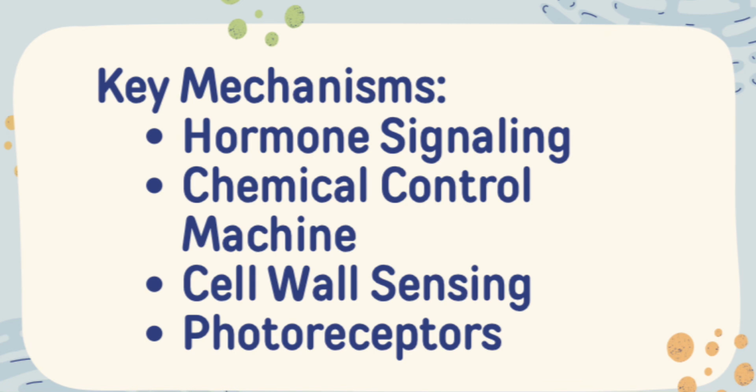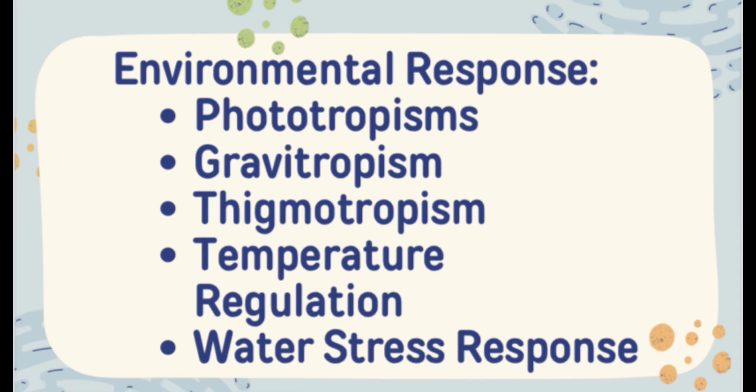The fourth is the photoreceptors. Plants respond to light intensity, quality, and duration through photoreceptors like phytochromes and cryptochromes. Environmental responses. The first is phototropism. Plants bend towards or away from light sources. The second is gravitropism. Plants respond to gravity, directing roots downward and shoots upward.